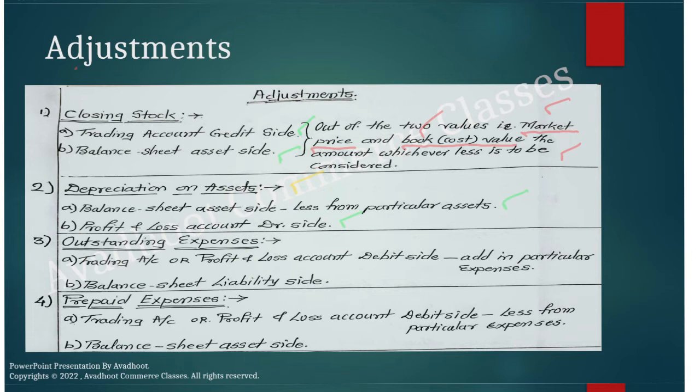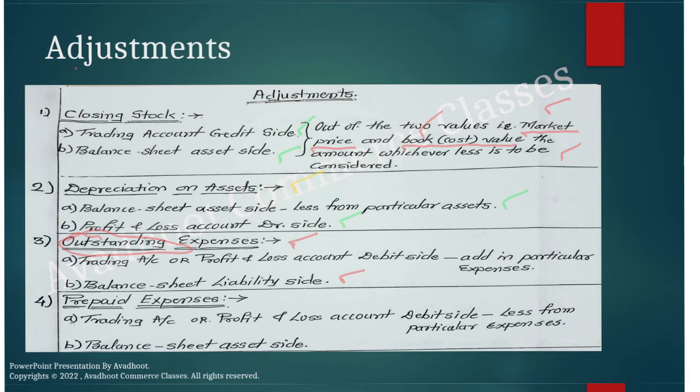Next one is outstanding expenses. What is the meaning of outstanding? Which is not paid. It is payable. Obviously, the word payable comes, that goes to the balance sheet liabilities side. Therefore, one entry is to the balance sheet liability side. Whenever we see the balance sheet liability side is payable, it increases. It is not paid, it is payable. It increases that particular expenditure.